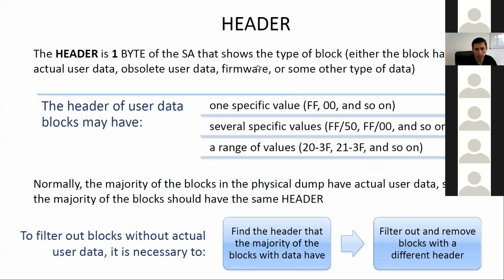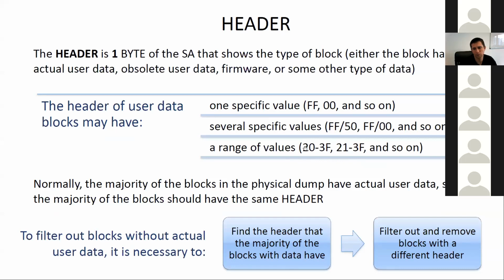Let's remember this slide. So headers. In the previous case, we had one specific value. Now we have a range of values. And that's very typical for SM controllers. So we need to set this range of values. And the question is how to detect this range.